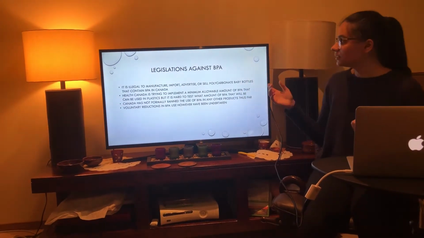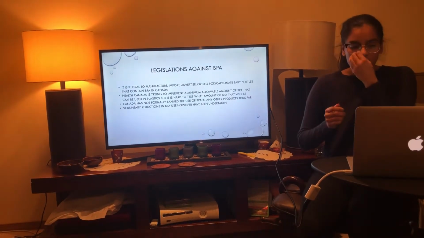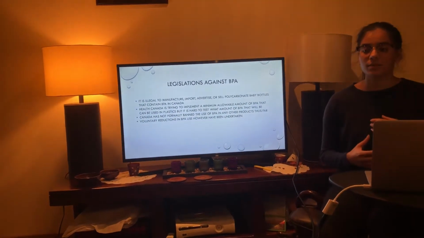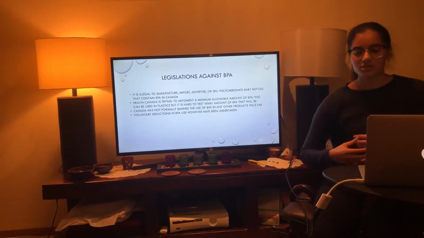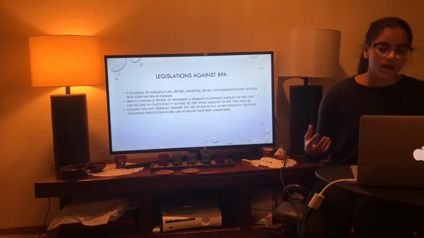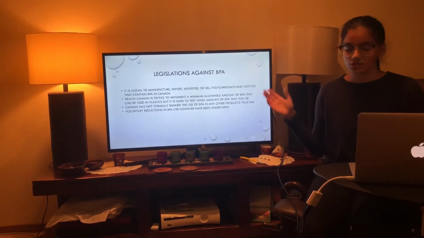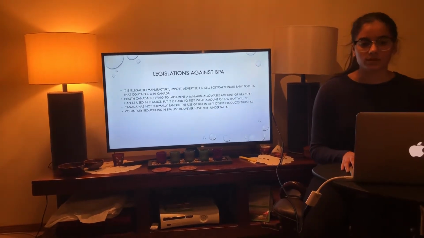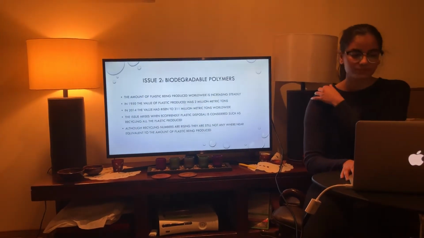In Canada, it is illegal to manufacture, import, advertise, or sell polycarbonate baby bottles that contain BPA. Health Canada is trying to implement a minimum BPA level that products can have, but that's still really hard to do because, again, it's really hard to quantify the effect of BPA on humans. Canada has thus formally banned no other products from using BPA, but voluntary reductions have been undertaken, so now formula milk packaging has less BPA. Plastic bottles may have less BPA as well.